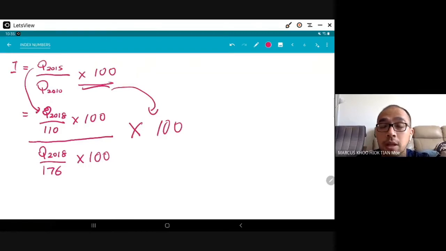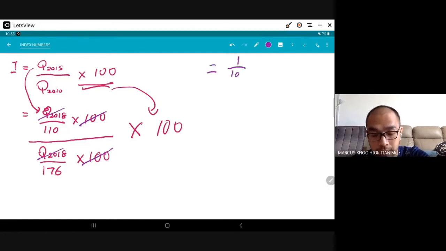Now the good news about this is, because this one is all the same, this one actually you can cut. This one also you can cut. So pay attention, what you're going to get is 1 over 110 over 1 over 176 times 100. And this one, when we flip it, we will get 176 over 110 times 100.